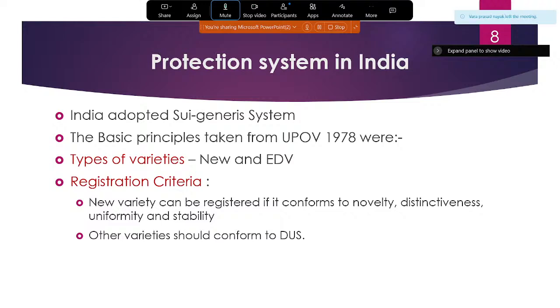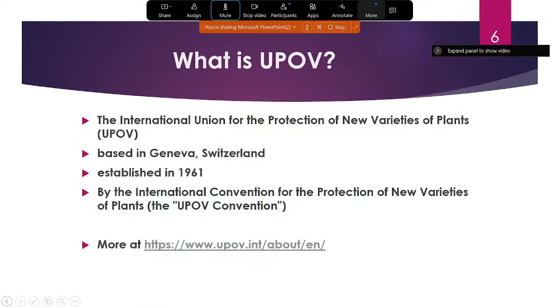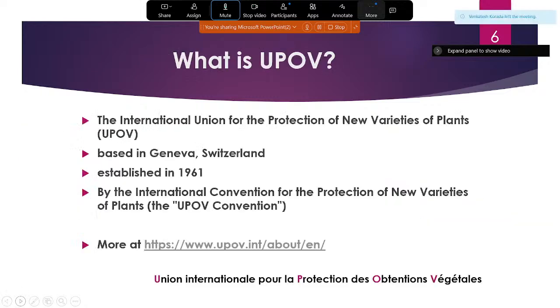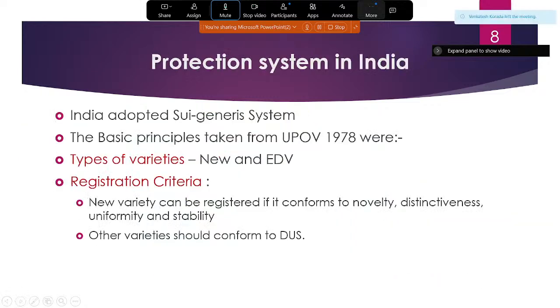So the basic principles taken from UPOV 1978 were, so we took some of the principles from UPOV when we talked regarding the plant variety protection. The farmers' rights are different. So we took something from 1978. You can see here that it was changed in 1978. Look at the second line, 1978, it was changed. So we took some of the principles from the 1978 UPOV.